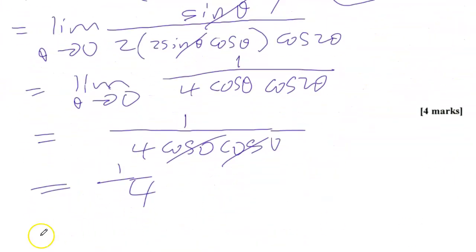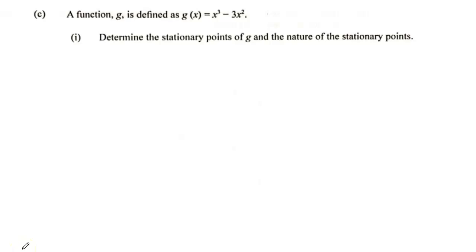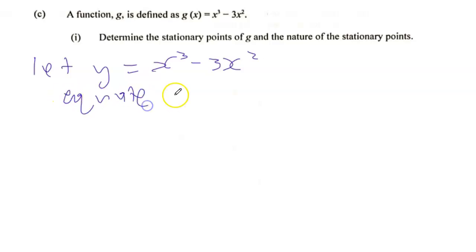Let's move on. Part C. A function g is defined as g of x equal to x cubed minus 3x squared. Determine the stationary points of g and the nature of the stationary points. So let's call the function y, x cubed minus 3x squared. Now to get the stationary points, we're going to equate dy by dx to 0. That's how we find stationary points.